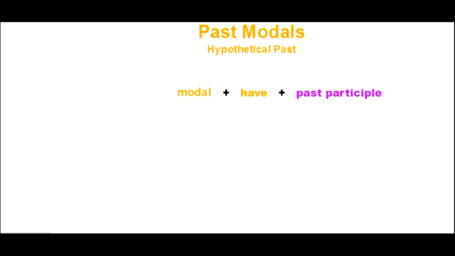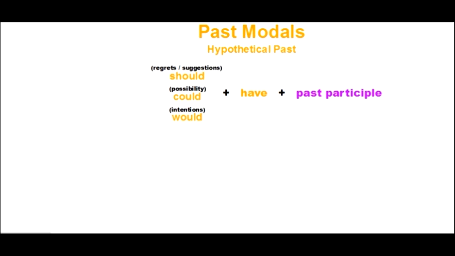So what type of modals do we use? Well, let's take a look. We have three that we use normally. For example, should, could, and would for the hypothetical past. Should we use mostly for regrets and suggestions. Could we use for possibilities. And would we use for intentions. So we use should, could, and would, plus an auxiliary have, plus the past participle, and that's the past modal.